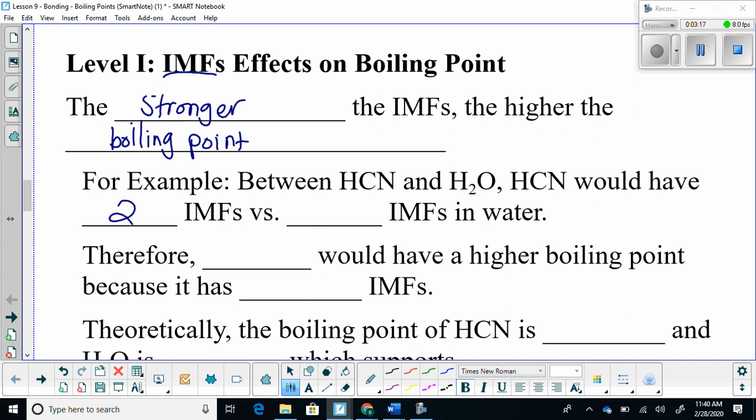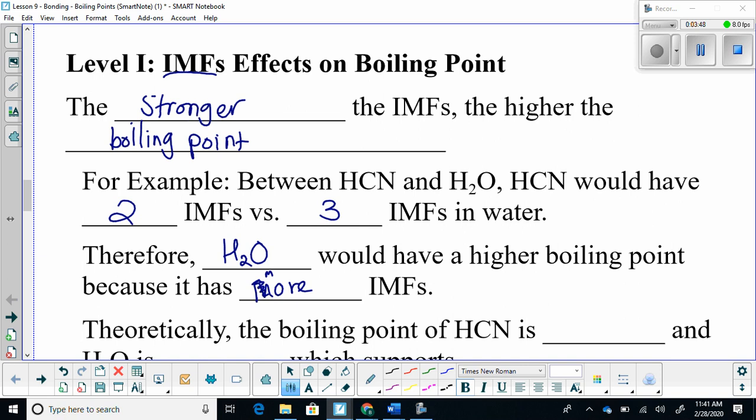Water has how many? 3. It's a polar molecule with hydrogen bonding. Therefore, it has 3 intermolecular forces. Now, comparing these two, which one would have a higher boiling point? Water. Right. So H2O would have a higher boiling point because it has more intermolecular forces. Oh, that's a horrible M. Fix that.